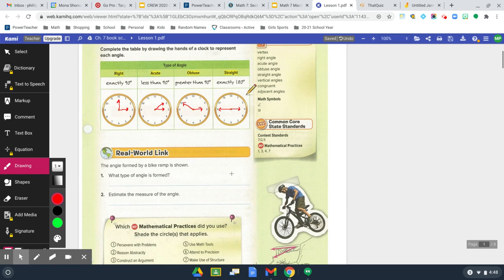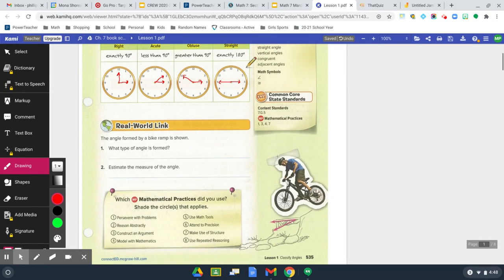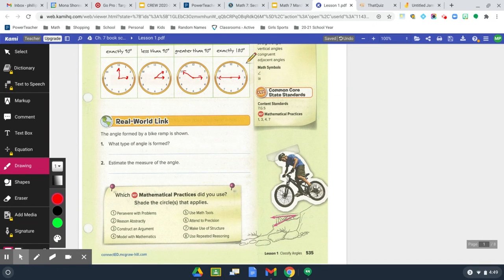Coming down a little bit further, I'm looking at the bike ramp. So just a real world link. The bike ramp that the biker is going on. Number 1, what type of angle is that? What does that angle in pink there look like? Is that a right, an acute, obtuse, or straight angle? Well, it looks like it's less than 90 degrees, right? So we have an acute angle there on that bike ramp.